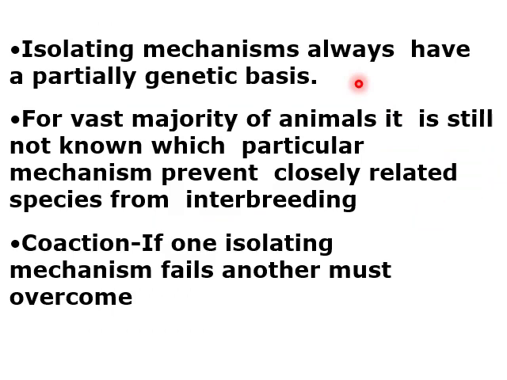These isolating mechanisms always have a partially genetic basis. For the vast majority of animals, it is still not known which particular mechanism prevents closely related species from interbreeding. If one isolating mechanism fails, another must overcome it. There are a lot of isolating mechanisms that we have discussed in this chapter.